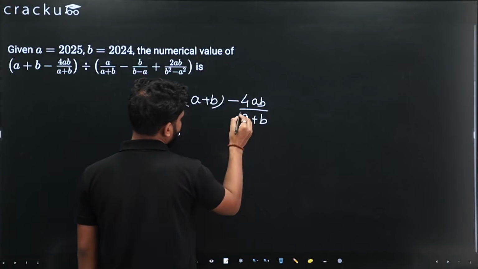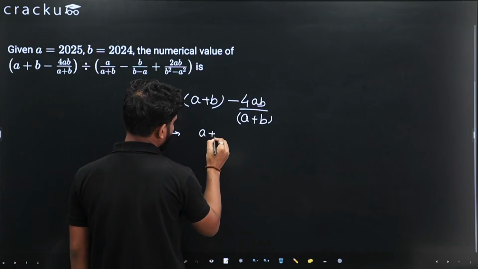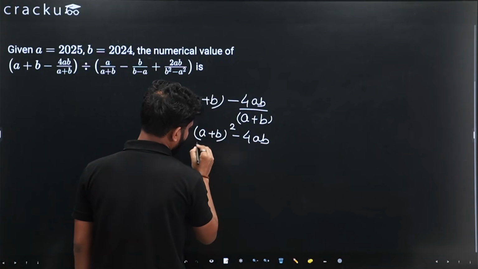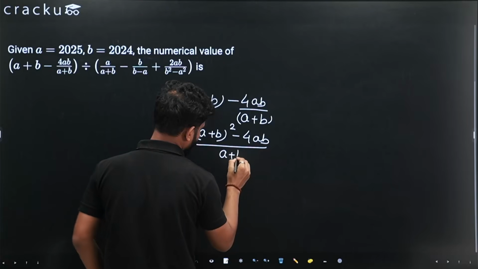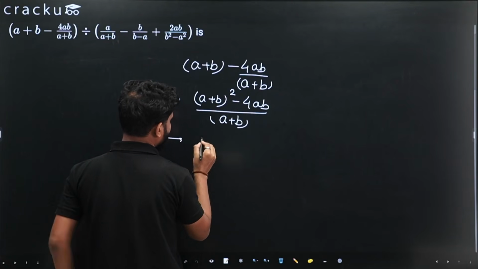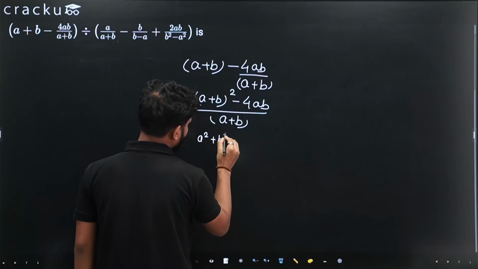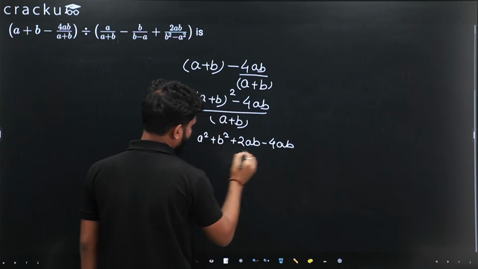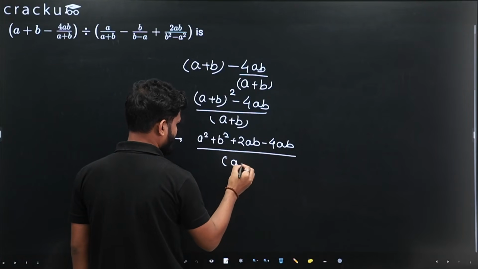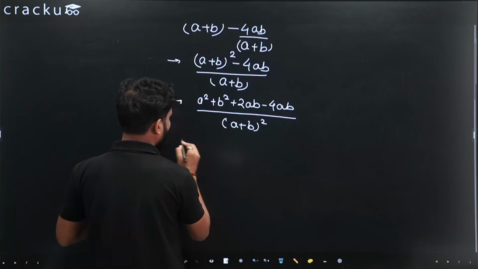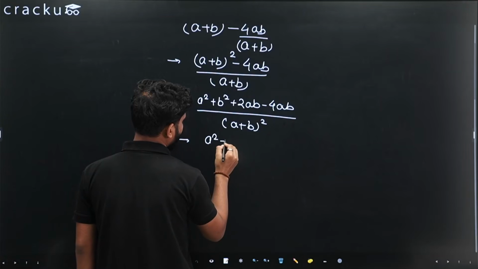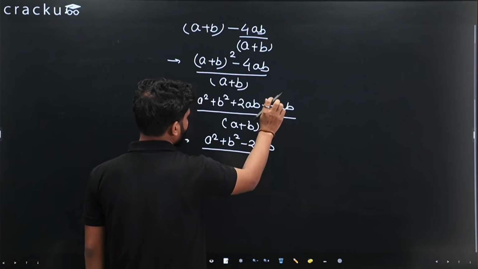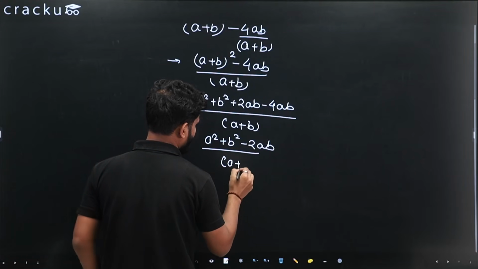Right? This I can write as A plus B whole square minus 4AB upon A plus B. What is A plus B whole square? A square plus B square plus 2AB minus 4AB upon A plus B. From here I can write A square plus B square minus 2AB upon, sorry, this is not whole square here, upon A plus B.